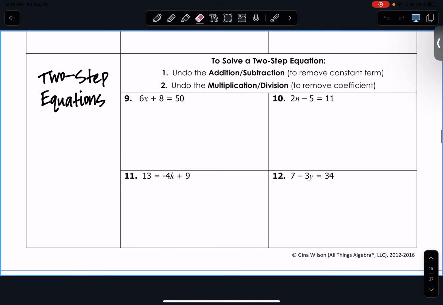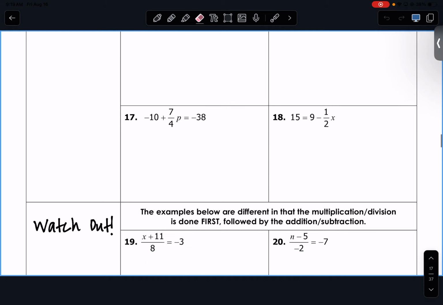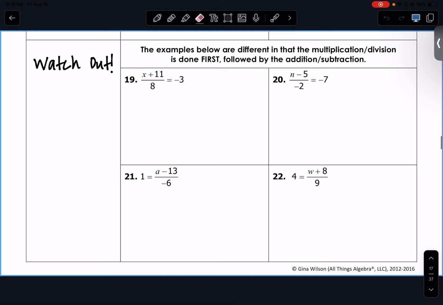It says to solve a two-step equation, first undo the addition or subtraction to remove the constant term, then undo a multiplication or division to remove a coefficient. Now, there are a couple different types of two-step equations you can have. You can have the ones that look like these and the ones that look like these. Both of them are a little bit different.